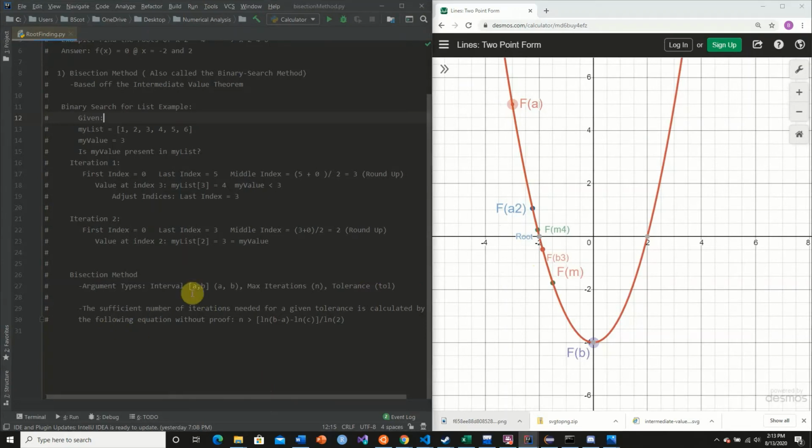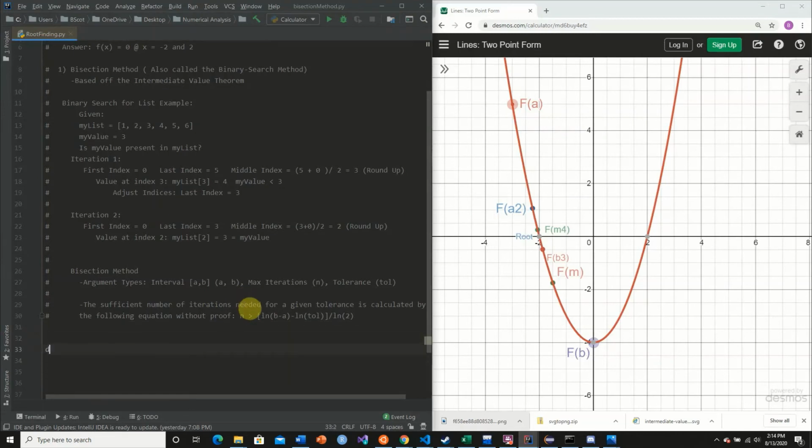And so the sufficient number of iterations needed for a given tolerance is calculated by the following equation, without proof of course. The natural log of b minus a, which are our interval givens, minus natural log of c divided by natural log of 2. I meant to write tolerance here, not c. So the natural log of b minus a minus the natural log of our tolerance, and divide that all by natural log of 2, and that is at least the number of iterations we need. And so now let's actually implement this in Python.